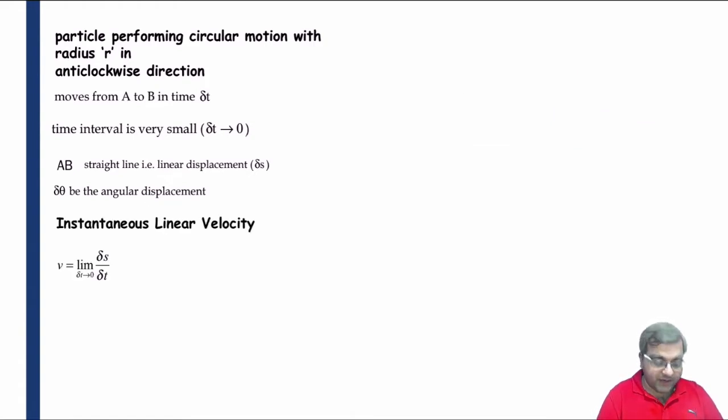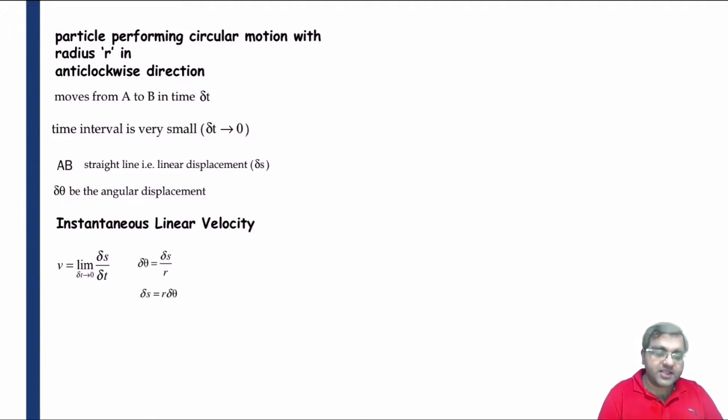Now we know the value for instantaneous linear velocity. Since we are using instantaneous, we have to use limits. The formula for linear velocity is linear displacement upon time, so I write limit delta t tends to 0, delta s upon delta t. Again, delta s basically means change, but since we are limiting delta t tending to 0, this change is very small.